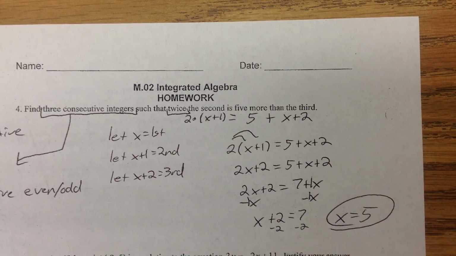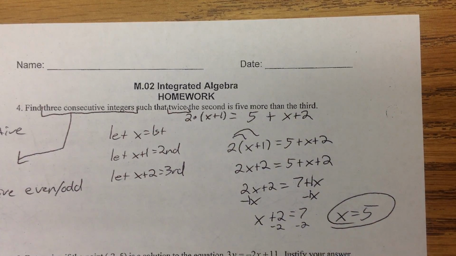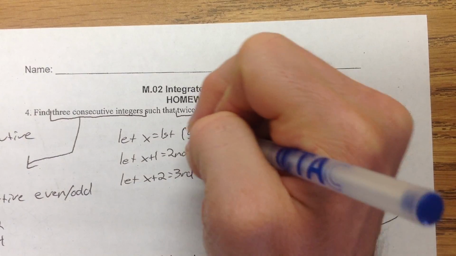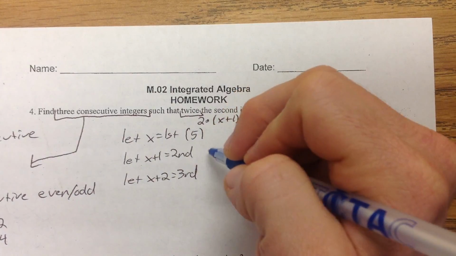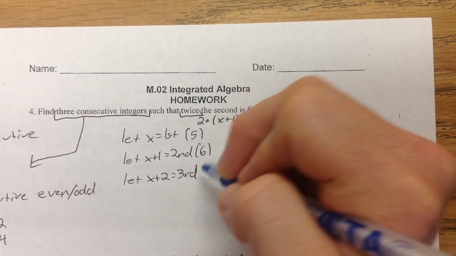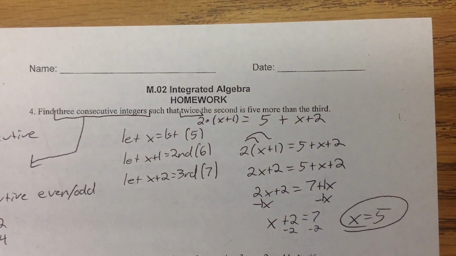Now, if I circled my answer and stopped here, I'd lose a point because the question asks for 3 numbers. So, yes, 5 is my first number, but I need to also state that, all right, my second number is 6, and my third number is 7. All right, it's not difficult, but you just have to remember to actually answer the question that's being asked.